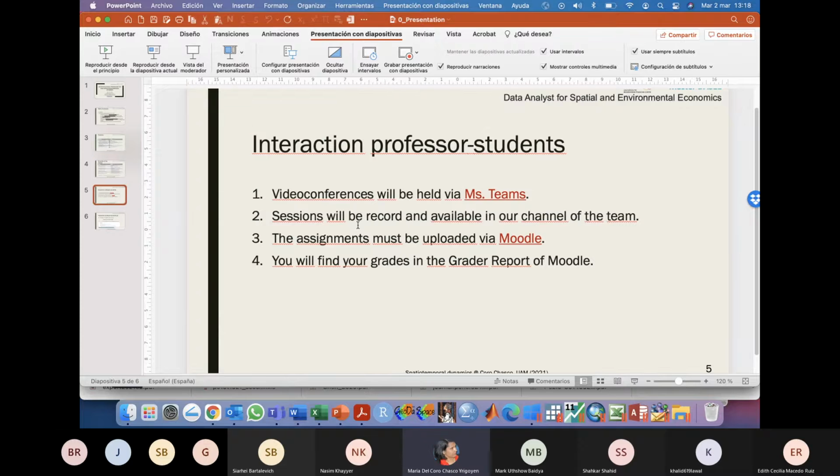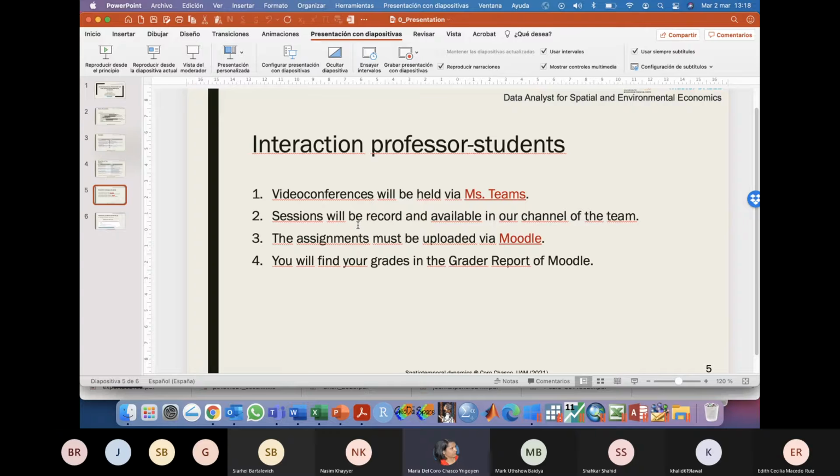Well, the interaction professor-students will be held through 2 channels. I will use Microsoft Teams and Moodle. First, please wait for me to open the session in Moodle. I will open it like 15 minutes before, and you should try to enter this session that has been opened by me.